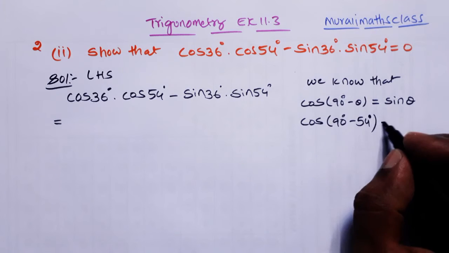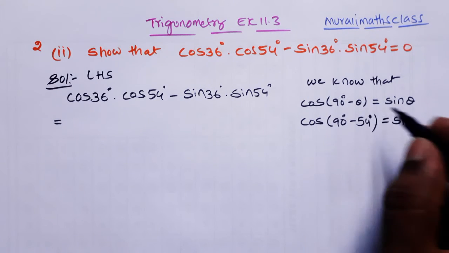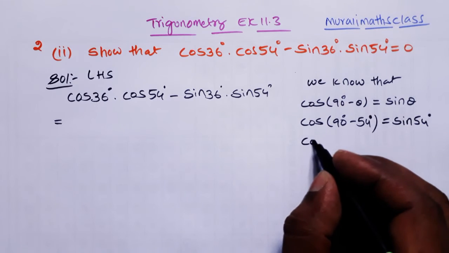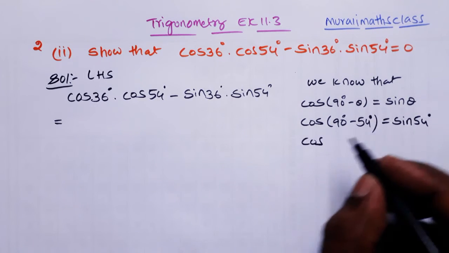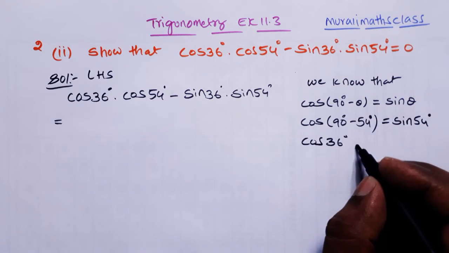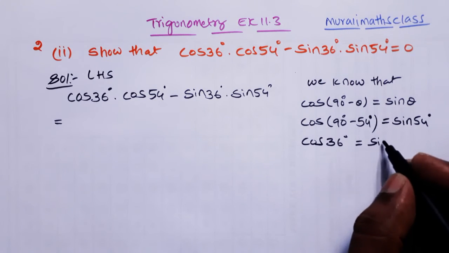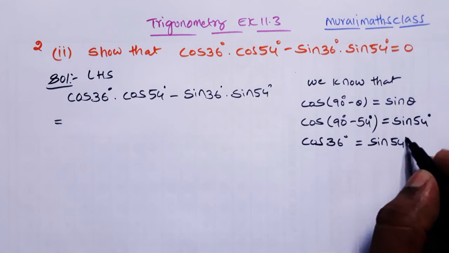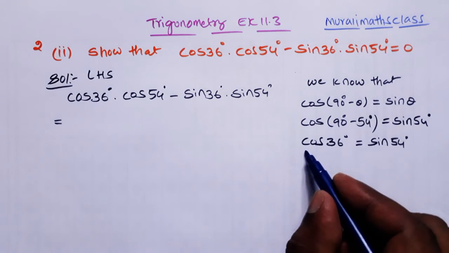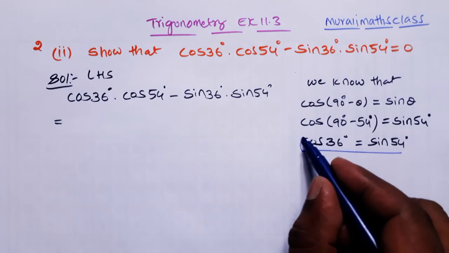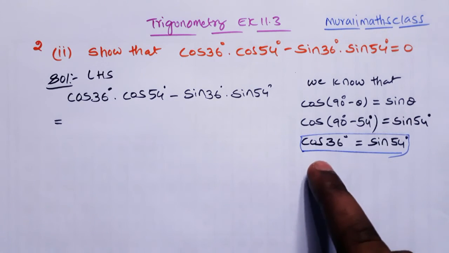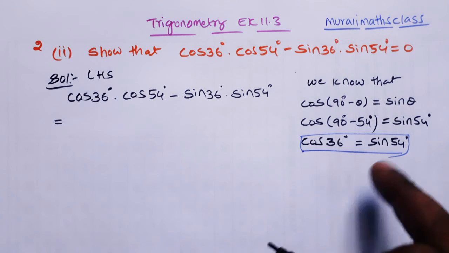So this answer you will get now. Sin theta means sin 54. Cos of 90 minus 54, which is 36. So we got cos 36 in terms of sin, that is sin 54 degrees. So one answer we got: cos 36 is sin 54.